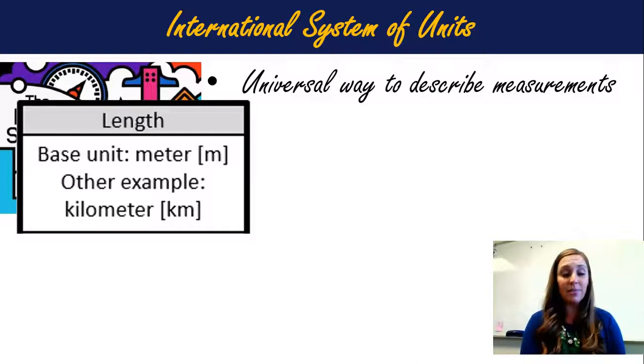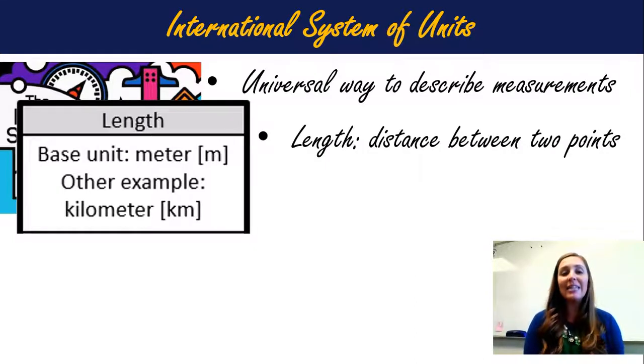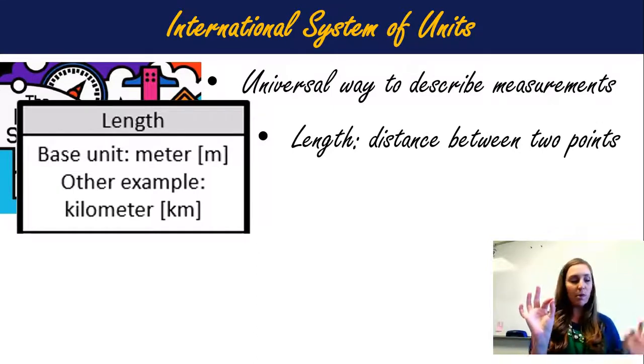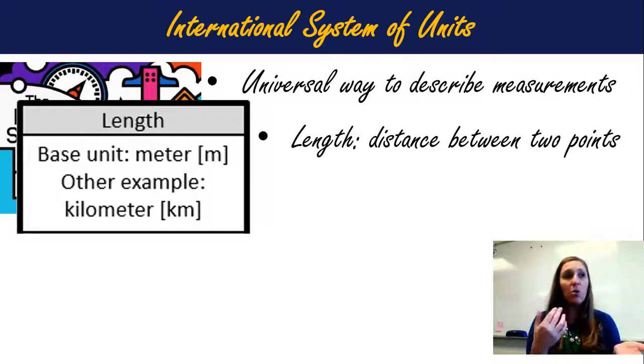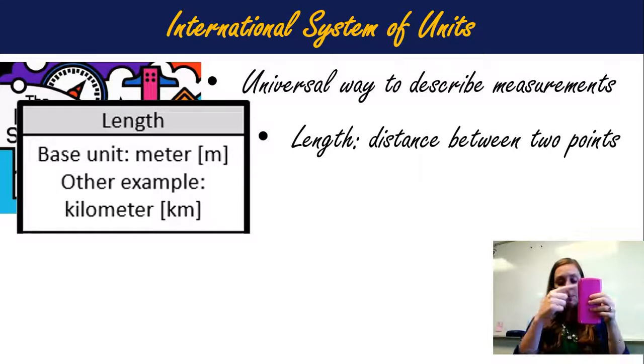So speaking of that, let's first talk about length. Length is a linear thing. Length is the distance between two points. If you literally have a point and another point, it is the straight line that connects them. So you could figure out the length of this calculator from here to here.